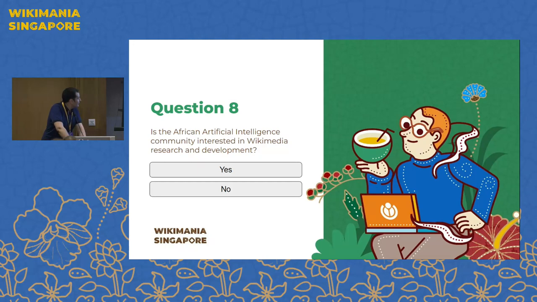So, last question. Is the African artificial intelligence community interested in Wikimedia research and development? In general, we talk about the computer science community, not the Wikimedia one. How do they perceive Wikimedia research and development? And the answer here is, of course, no.